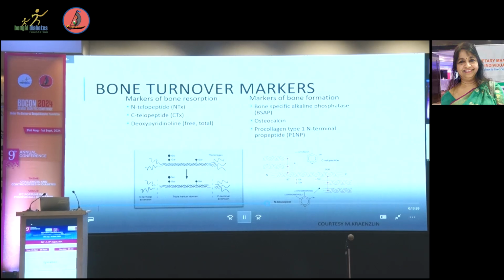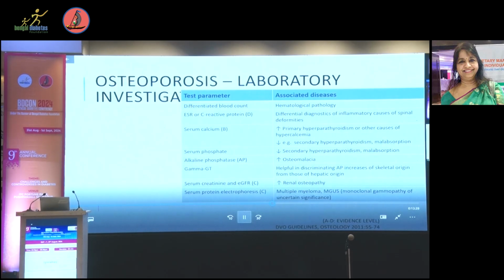What about bone turnover markers? Markers of bone resorption are CTX, NTX, and urinary markers. Markers of bone formation are bone-specific alkaline phosphatase, osteocalcin, and P1NP. These are things that you don't use to make the diagnosis. These can be used for checking compliance or response to therapy. So it's really a more nuanced use for follow-up of subjects, not for everyone.